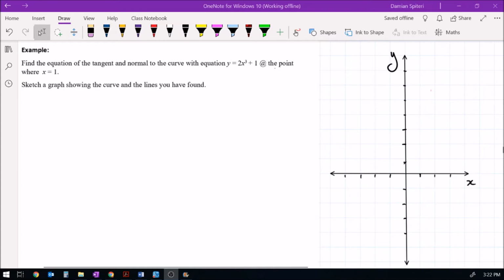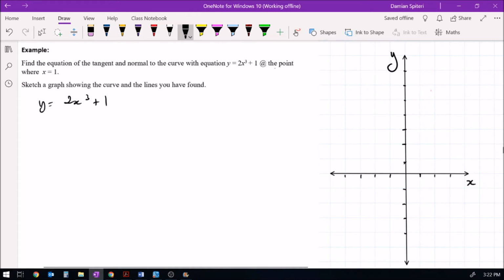Example: find the equation of the tangent and the normal to the curve with equation y is equal to 2x to the power of 3 plus 1 at the point where x equals 1. Alright, it says to sketch a graph showing the curve and the lines you have found. Okay, so the first thing we need to do is understand what this equation looks like. So y is equal to 2x to the power of 3 plus 1. So let's just write the equation down.